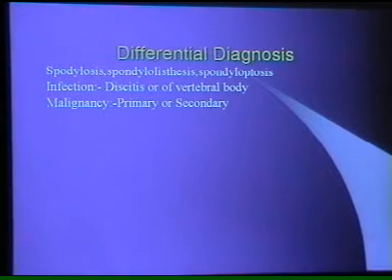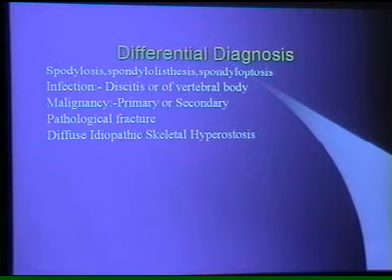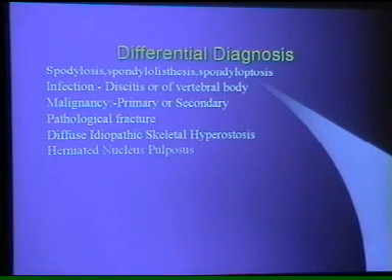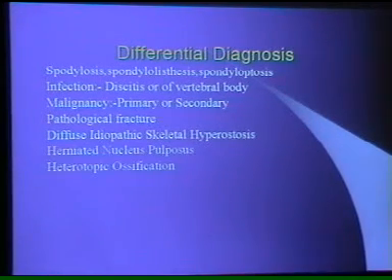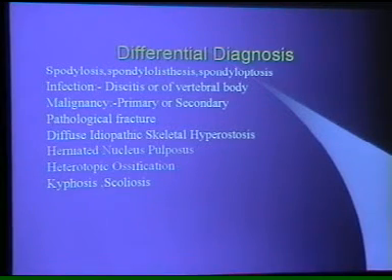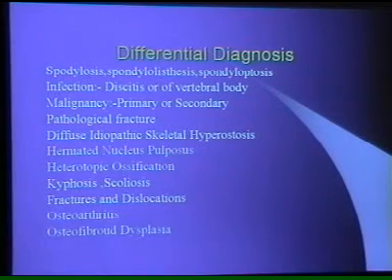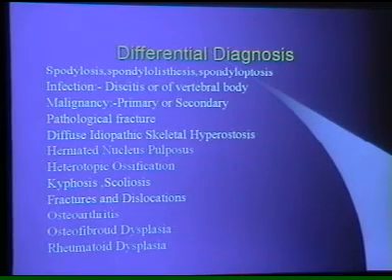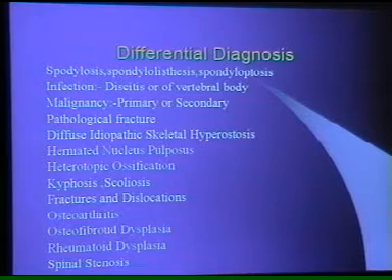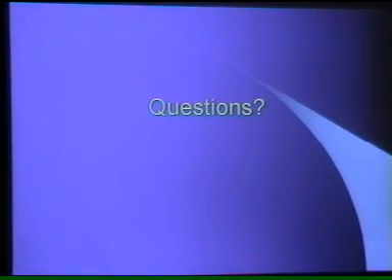Malignancy, primary or secondary. Pathological fracture, DISH, diffuse idiopathic skeletal hyperostosis, nucleus herniation, heterotopic ossification, kyphosis, scoliosis, fractures and dislocation, osteoarthritis, dysplasia, rheumatoid, ankylosing spondylitis, spinal stenosis. All of these will cause back pain.